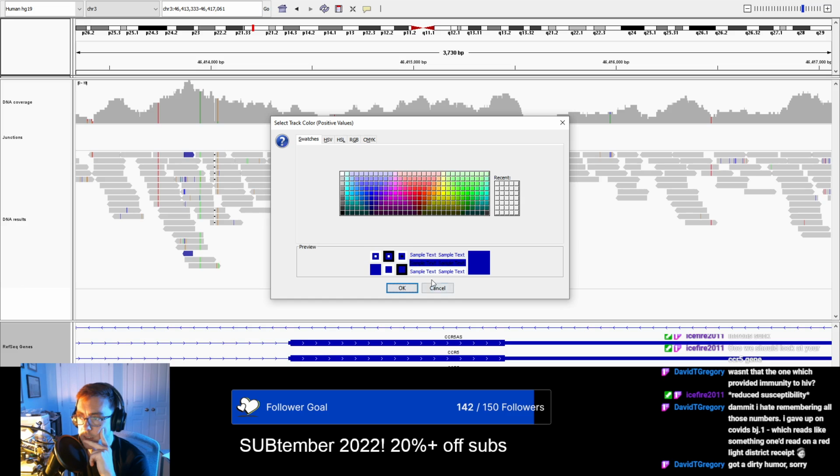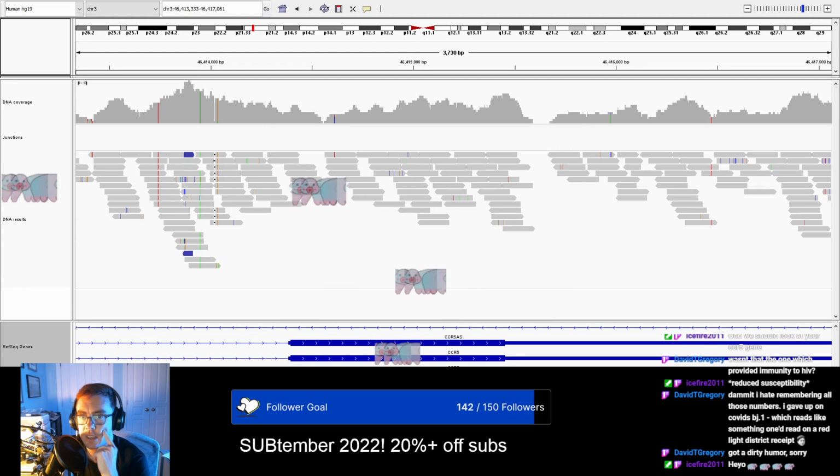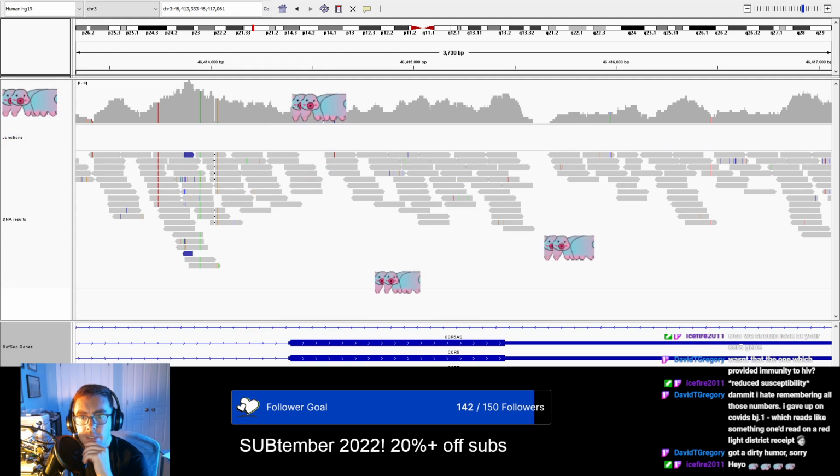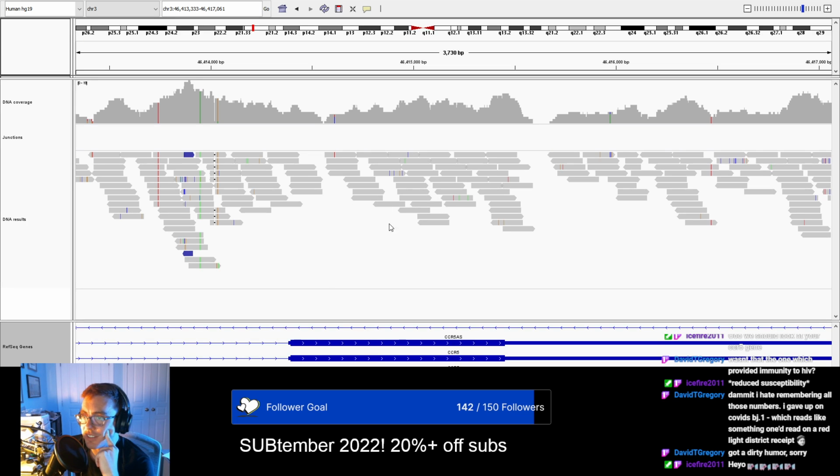Change track color? Oh, that'll just turn it, whatever. Whatever. You hate remember all this. You gave up on COVID. It's BJ1. Sounds like something you read on a red light district receipt. Sort of does.